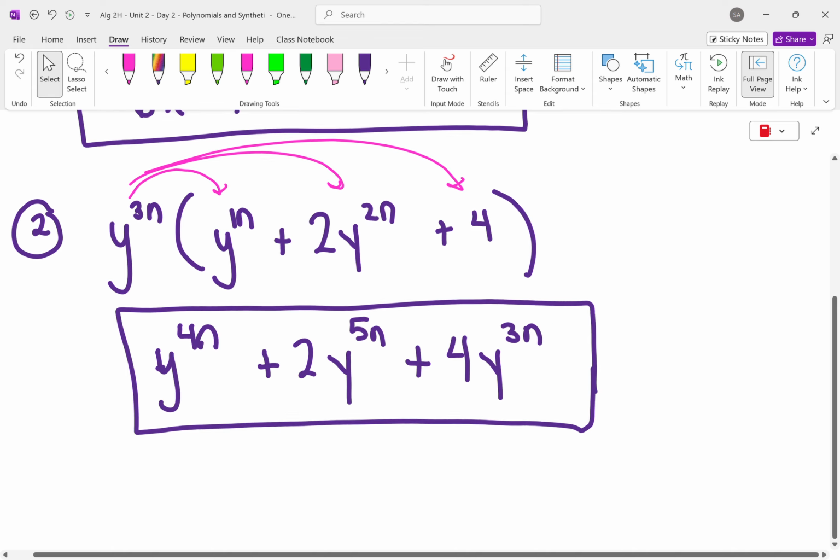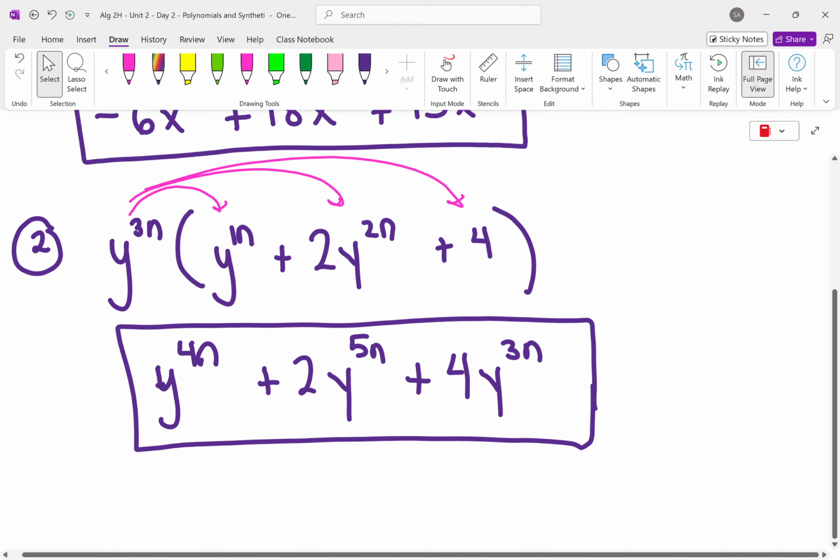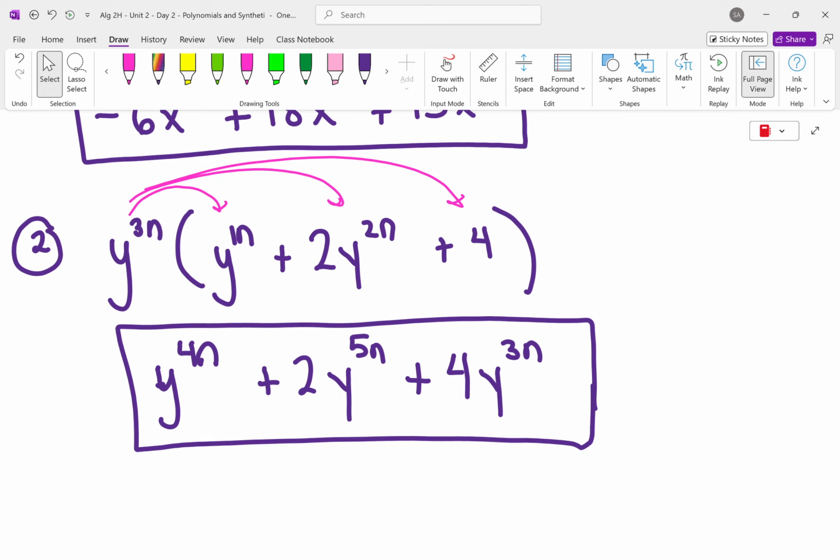Does it matter if 5n has to go first? No, you're right. Usually I put it in descending order for the final answer, but addition's commutative, so ultimately it doesn't matter. Wait, can we only add if the coefficient is the same? If the exponents are exactly the same. So we have a 4n, a 5n, and a 3n. Because it's not the same number in that exponent, just the same variable, we can't add them.